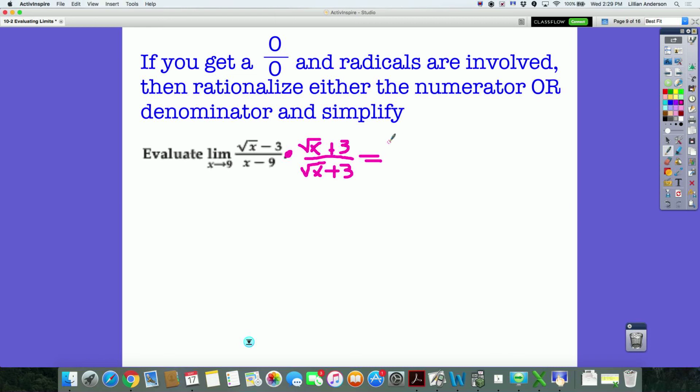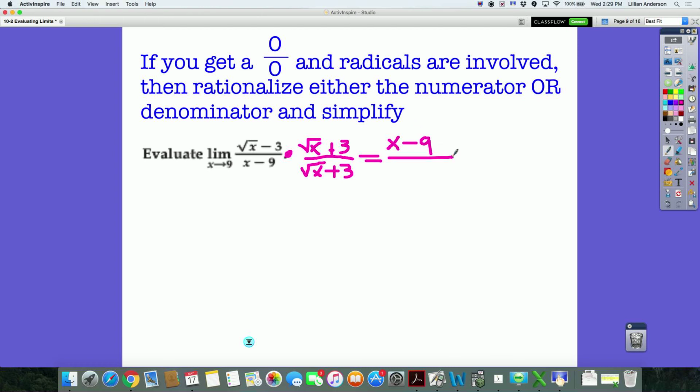All right, so when you multiply, the square root of x times the square root of x is x. And then the square root of x times 3 is 3 square root of x. Minus 3 square root of x, but those cancel. And so then you're just left with a minus 9 at the top.